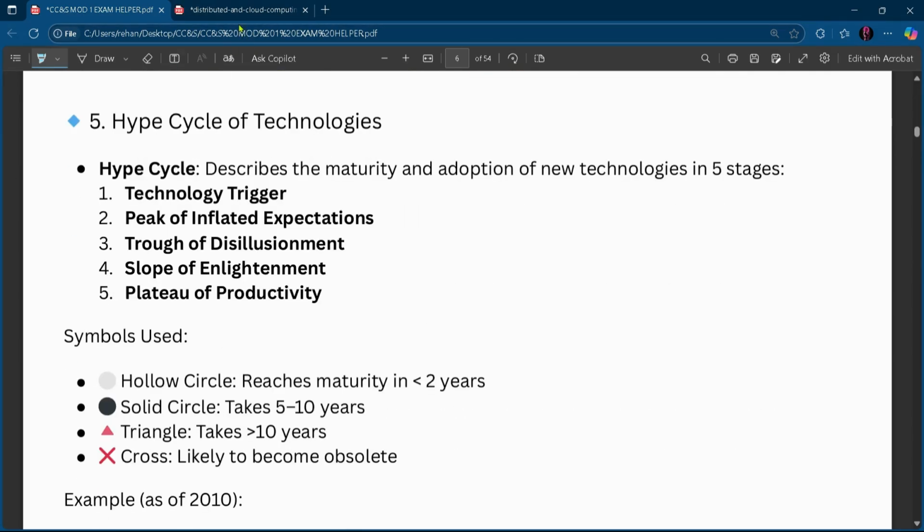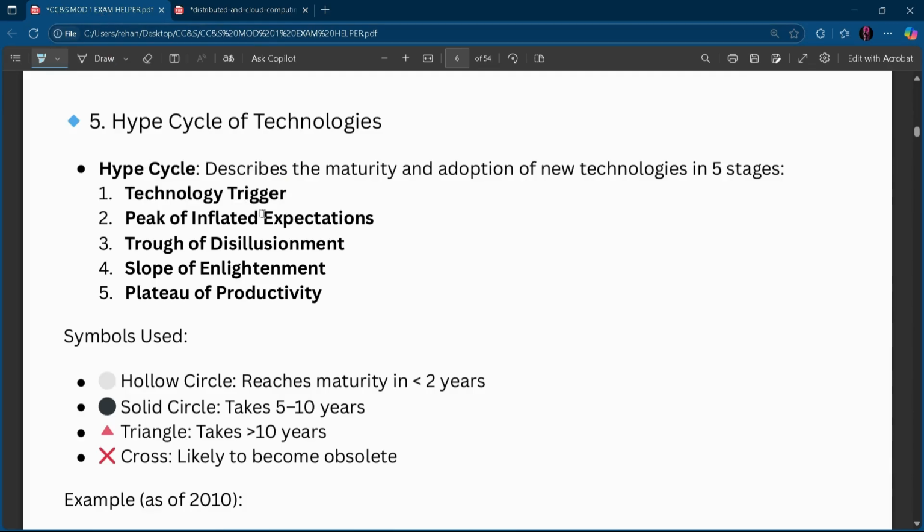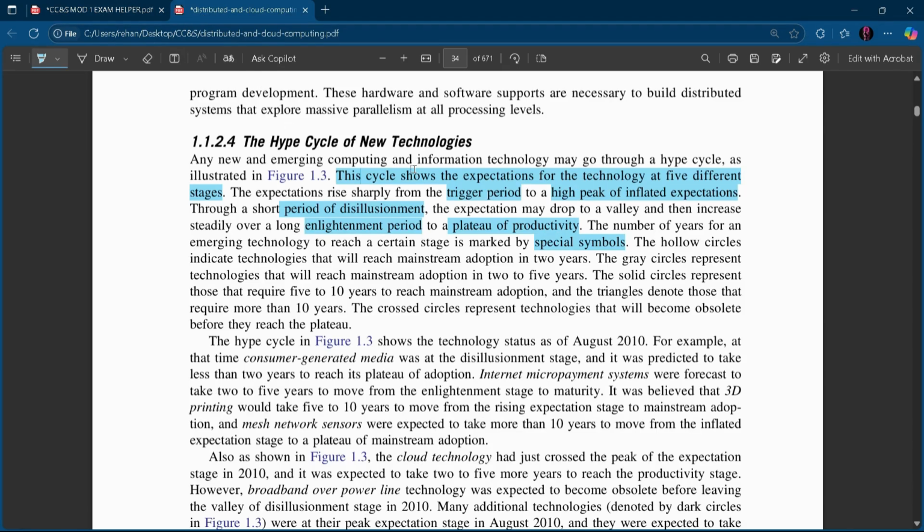They have spoken about the hype cycle. If you check the textbook as well, you just have these four things, but I'll tell the five points here: technology trigger, peak of inflated expectations, trough of disillusionment, slope of enlightenment, plateau of productivity. How do you write this? The cycle shows the expectation for the technology in five stages. First, it rises sharply from the trigger period to a high peak of inflated expectations. Then, through a short period of disillusionment, the expectation drops into a valley, and then increases steadily over a long enlightenment period. Suddenly it goes down after the peak, and then it gradually keeps going up to a plateau of productivity. That's it.